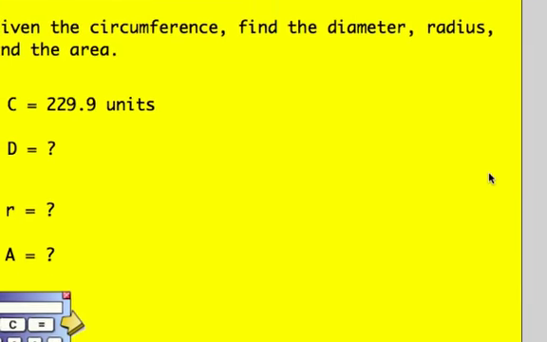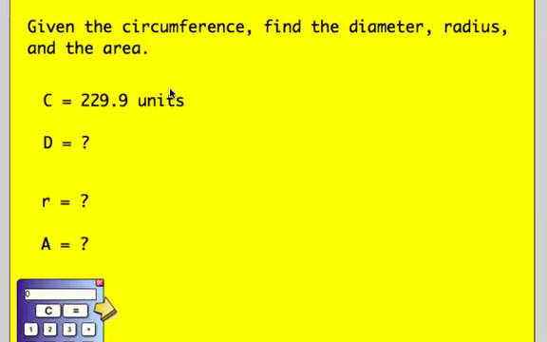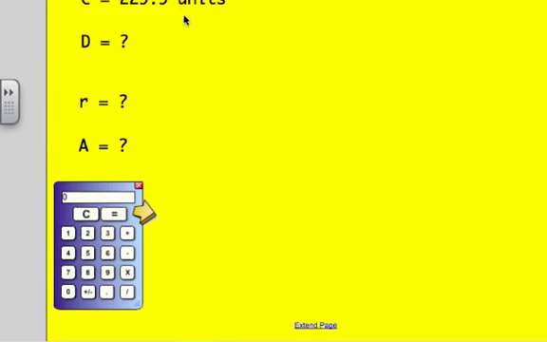Here's a little bit more complex problem. It says, given the circumference, find the diameter, radius, and the area. So the circumference, you can see it's a really confusing big number, because we like really confusing big numbers. That makes things more difficult, and we love our challenges, right? Right? Hello? So circumference is 229.9 units. I know you love your challenges.